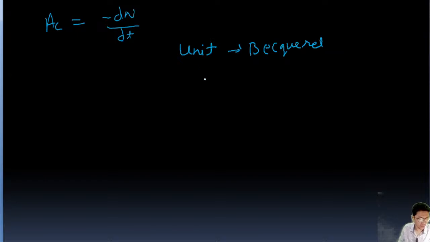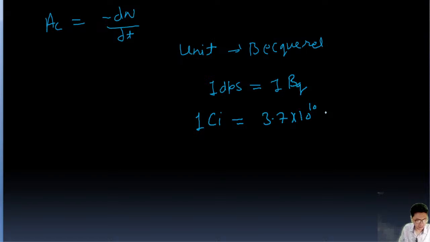One disintegration per second (dps) is equal to 1 becquerel, denoted by Bq. And 1 Ci, that is curie, is equal to 3.7 into 10 to the power minus 10 disintegration per second. Ci is curie, guys.